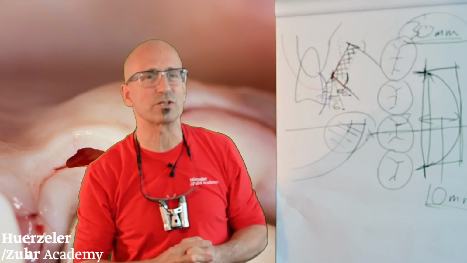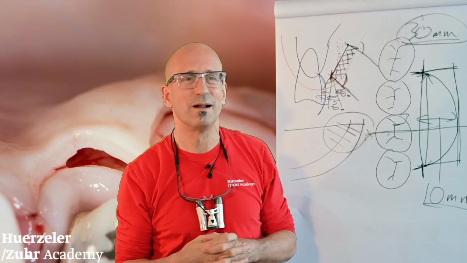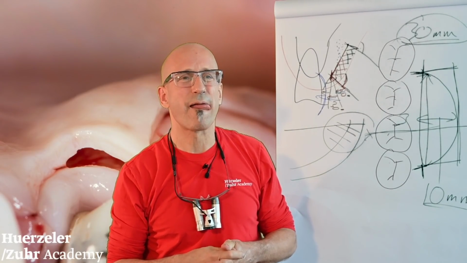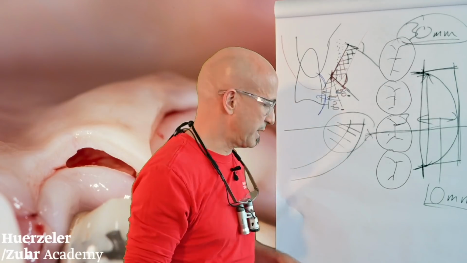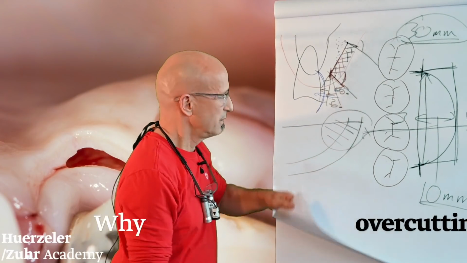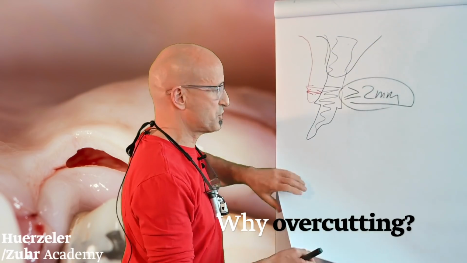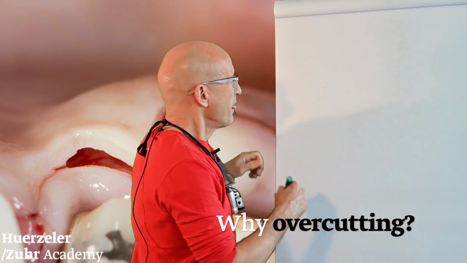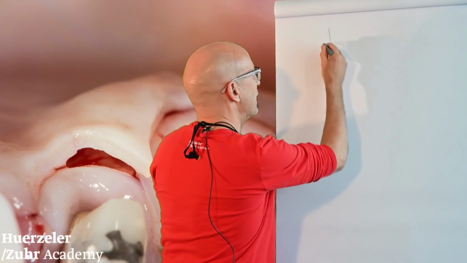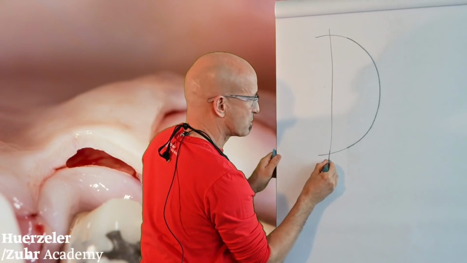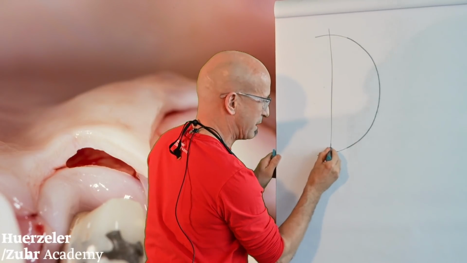Do we have another question? Yes. Could you explain again why you do these overcuttings at the corner? People ask this. Good question. Very important issue. Why do we always overcut when two cuts come together?